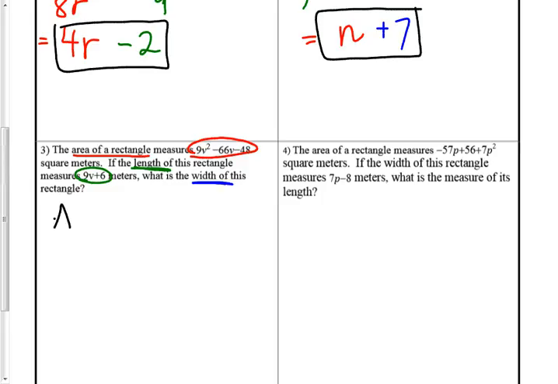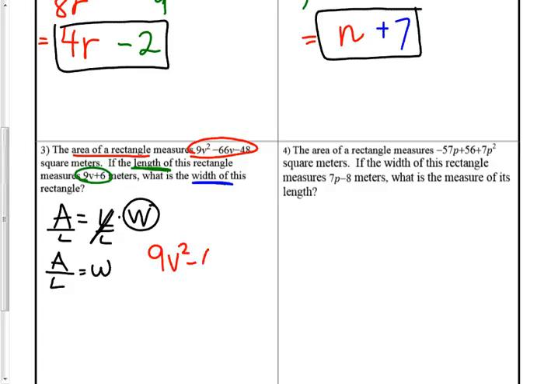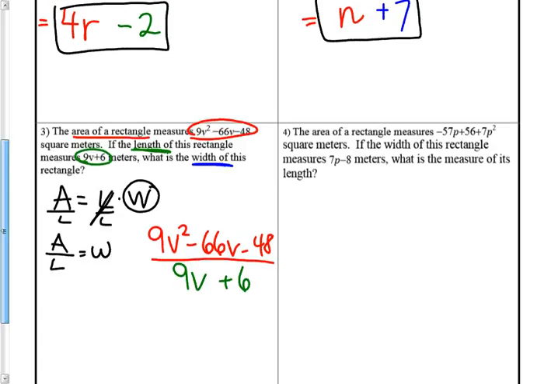So remember we said area is length times width. So if we're looking for width, then that means we have to take the area divided by L, right? So area divided by L equals width. So we can take my area here, 9v squared minus 66v minus 48, and I can divide it by 9v plus 6, and that will give me my width.